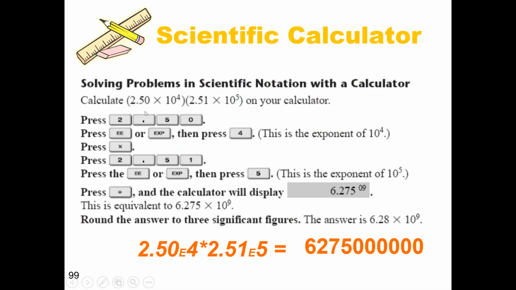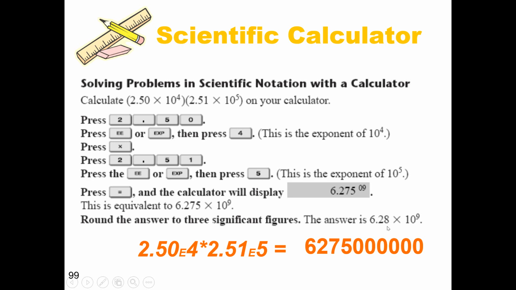So this is just a little tutorial here. If you want to go ahead and try this out, we want to just practice. Type in 2.50, hit that EE or EXP button, then 4, then multiply it by 2.51, hit that EE button again or EXP, and then hit 5. This is what your calculator might look like, and this is the answer you should get.